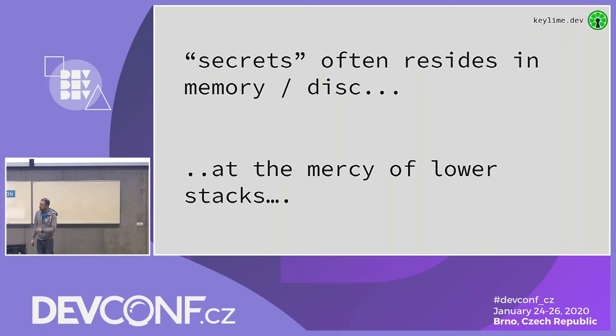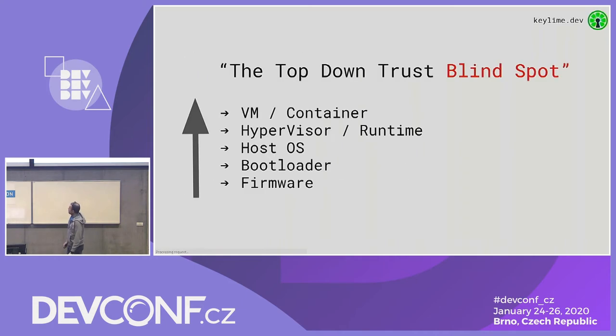So you can only make a kind of loose guess, as in, I trust this provider, why would they want to hack? But there's no real way of establishing trust in the lower levels of the stack that you're sitting at the top of, especially if you're in a container or a virtual machine. So I call this the top-down trust blind spot.